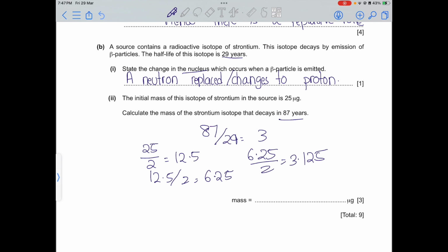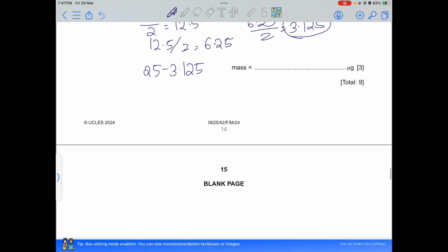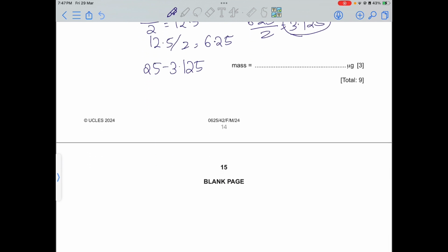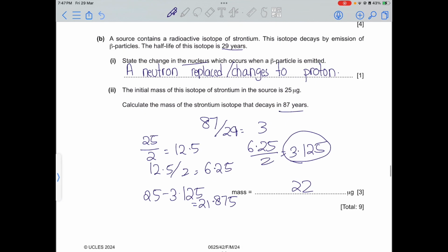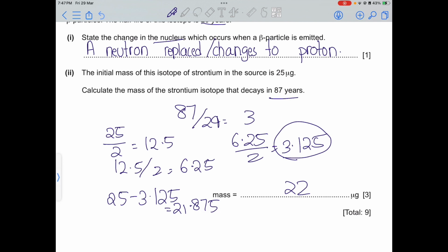So how would we know the mass that has decayed? After 87 years this much mass would remain, 3.125. So how much has decayed? 25 minus 3.125, which is 21.875, so 22. For those of you who are confused, when you do this half-life equation, the final mass you're getting is the mass that remains. Here the question is the mass that has decayed. So compared to the original and the final, the difference would be the decayed one. I hope that's clear.